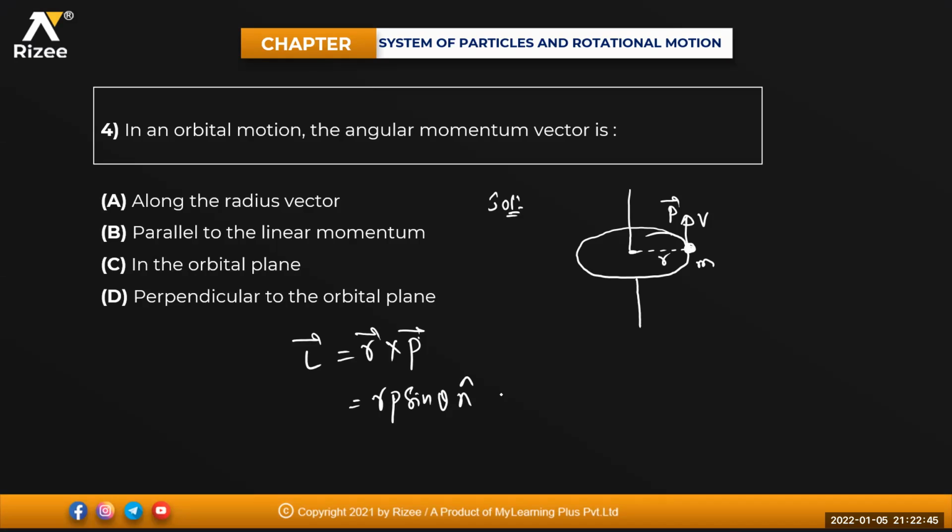n cap is the unit vector in the direction of rotation. That means it is perpendicular to the orbital plane. Perpendicular to the orbital plane. D. Very good.